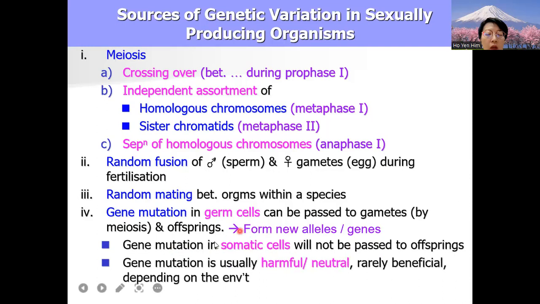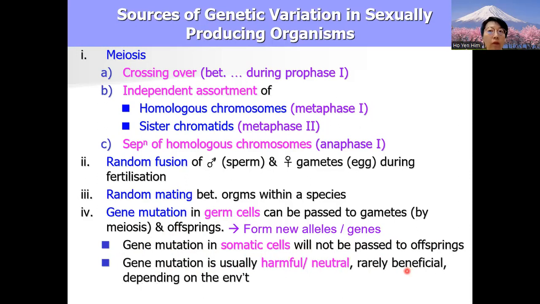So gene mutation in our somatic cells, body cells, will not be passed to offspring. Only gene mutation in germ cells can pass to offspring. And gene mutation is usually harmful. So when a gene mutates, it is usually harmful or neutral. It's very rarely that it is beneficial for us.